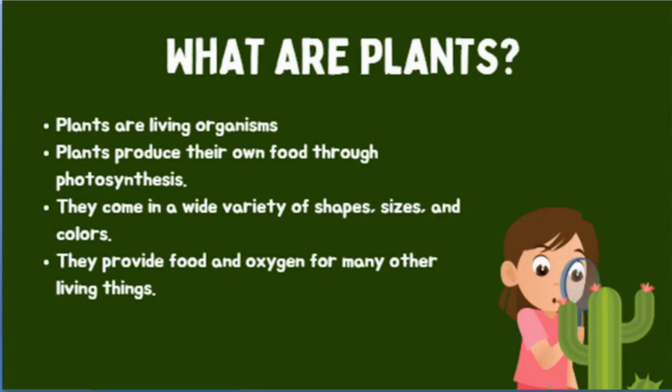Living organisms are those things that have life in them. They can breathe. They need food to eat. They grow in size. So all these things that grow in size, that breathe, and that need food to grow, that is called living organisms. So plants are also living organisms.